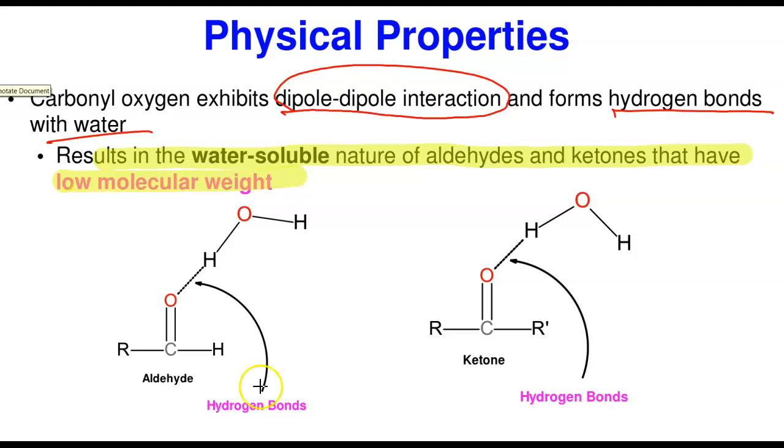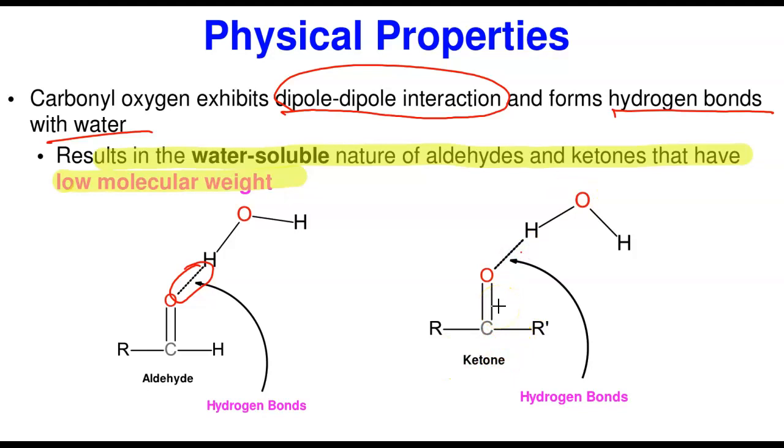Now let's see what is happening here. This is an aldehyde. An aldehyde can hydrogen bond because water itself has this hydrogen. This is the hydrogen bond that it is forming with water. Remember, hydrogen bonds are shown with the dotted line. This is the hydrogen bond. The same thing here with the ketone, it can hydrogen bond.